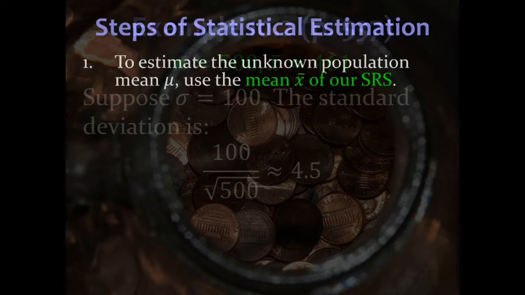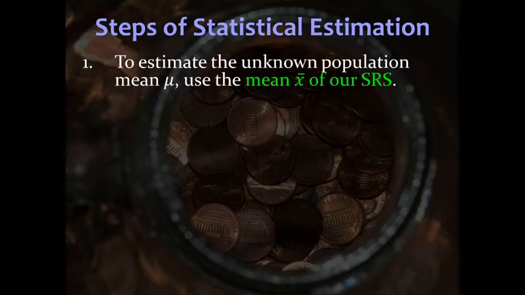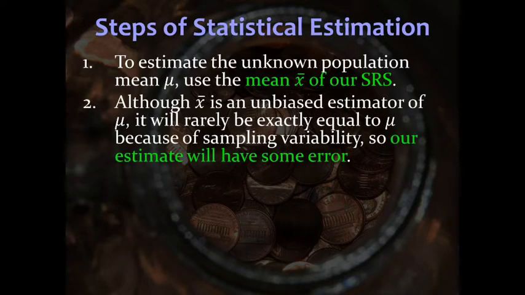Now this is how we're going to do statistical estimation. First, to estimate the unknown population mean mu, we're going to use the sample mean of our SRS. So you take one sample, and that sample mean is going to be the basis of our estimation for the population mean mu. Second, although X bar is an unbiased estimator of mu, in other words, if you repeatedly take samples of the population of the same size and take the mean of all the X bars, you will get mu, one single X bar will rarely be exactly equal to mu due to sampling variability, so our estimate will likely have some error. It's not going to be exactly equal to the population mean mu.